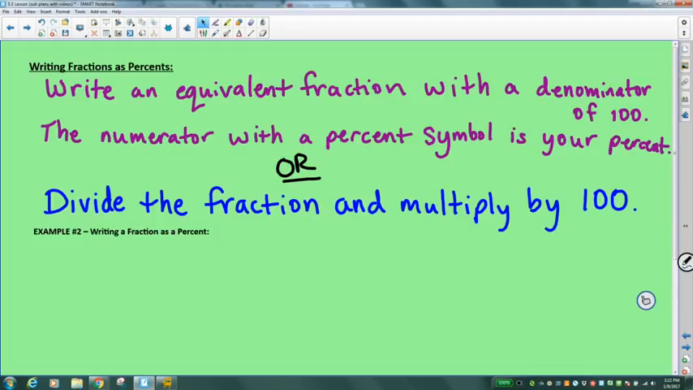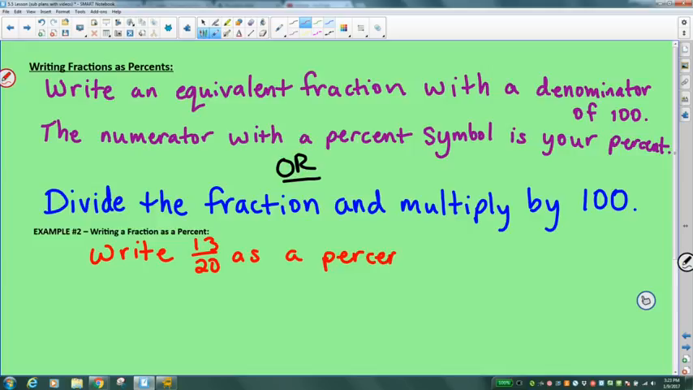So let's look at an example. Let's go ahead and do example 2, where we're going to write 13/20 as a percent. So if I want to write 13/20 as a percent, I could start, if I wanted to use the first method, and I'm going to actually show both methods here. I could have 13/20, which is my fraction.